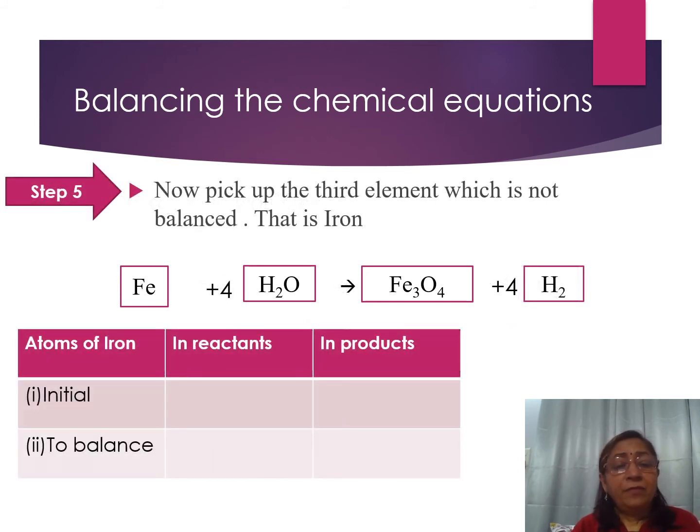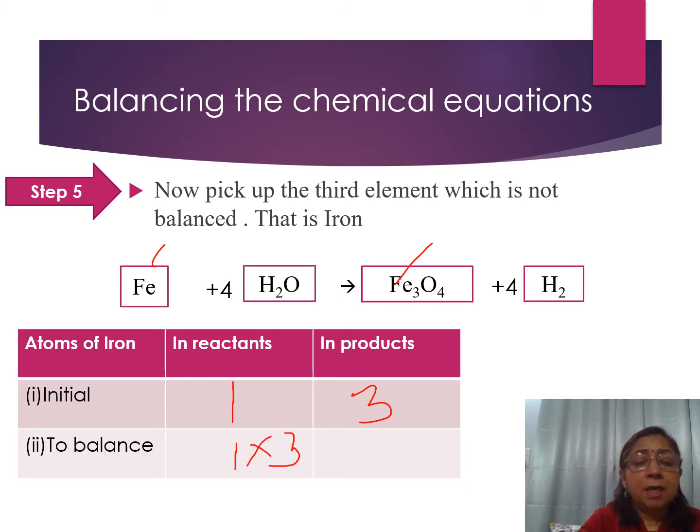Now step 5. Pick up the third element which is not balanced, and that is iron. Here iron in the reactant is 1 and in the product is 3. To balance it, we will multiply it by 3, or we'll put 3 before the box, and in the product it is already 3.